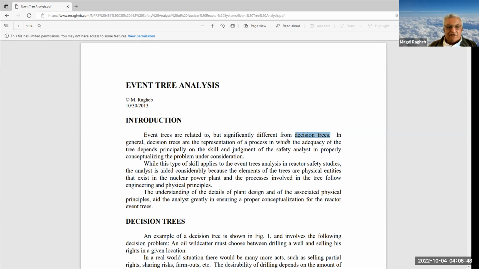Decision trees are representations of a process in which the adequacy of a tree, and it is a tree because it will have some kind of a trunk, and the trunk then has lots of branches that provide more information as we move from the data to the top.